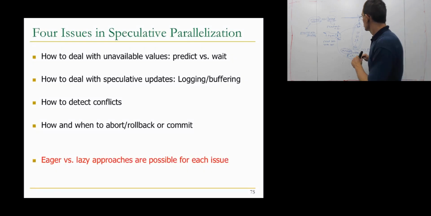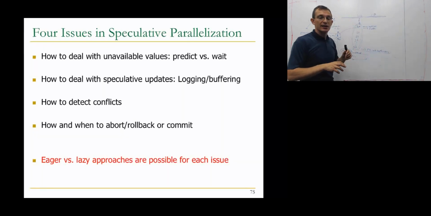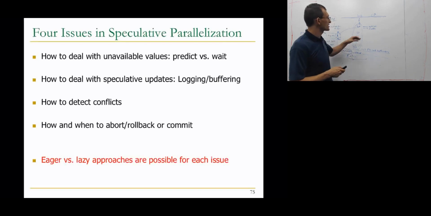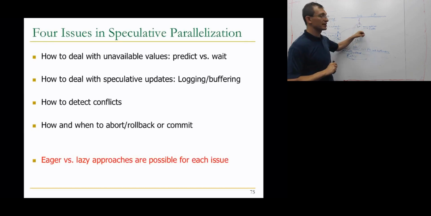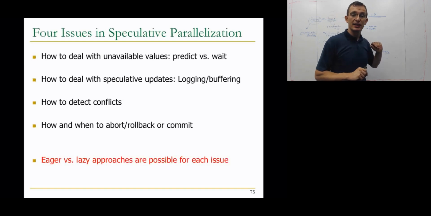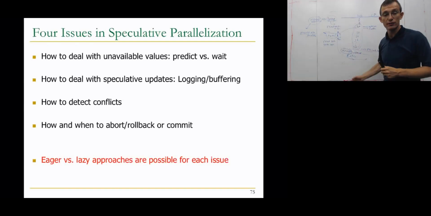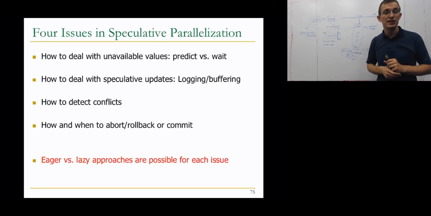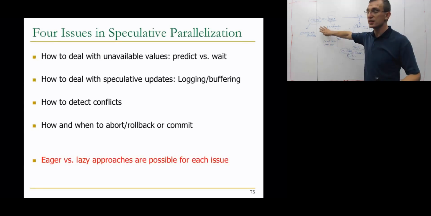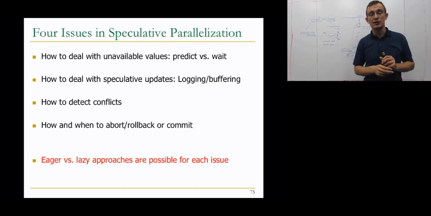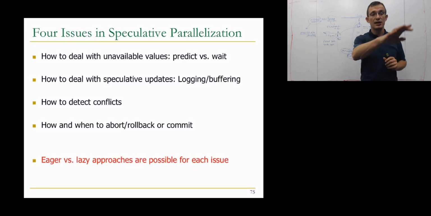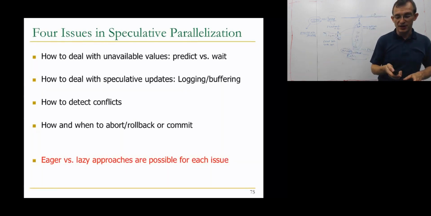So doing this conflict handling in a way that's fair as well as high performance becomes an interesting research area in speculative lock elision, as well as transactional memory approaches that we will talk about later. Basically, the takeaway is that eager versus lazy approaches are possible for each of these issues, and I encourage you to think about different approaches and their trade-offs. There has been a lot of literature in this field, at least in transactional memory, maybe less so in speculative lock elision, that deals with these 4 different questions in speculative parallelization.